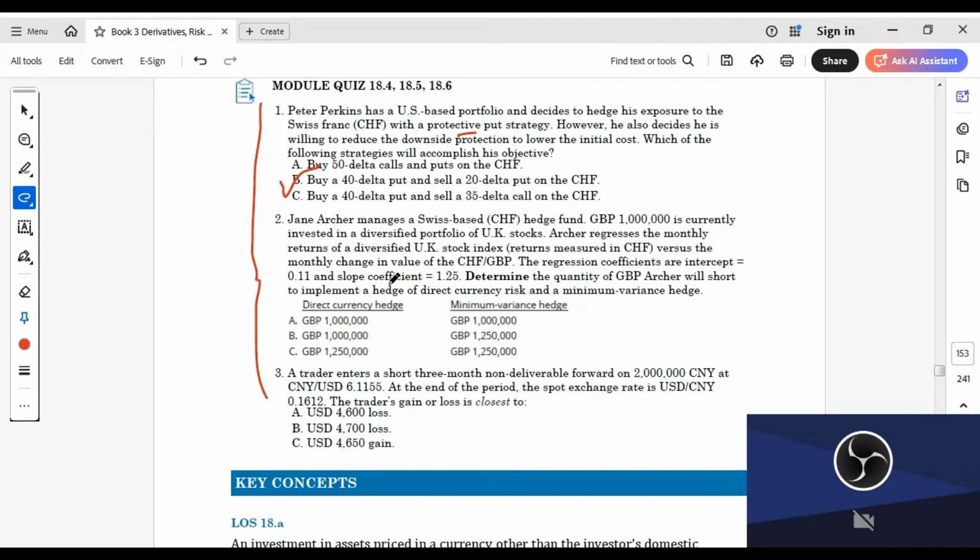So direct currency 10 lakh and the other 12 lakh 50,000, right? This is also B.